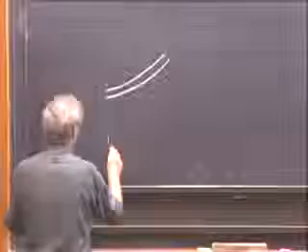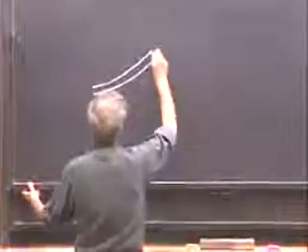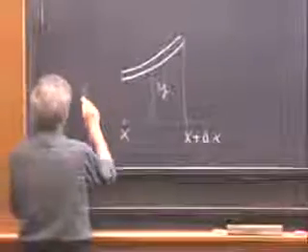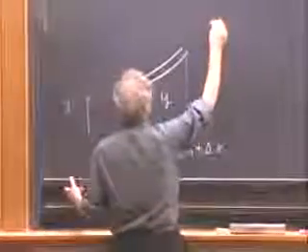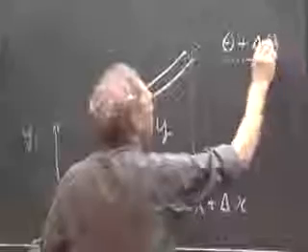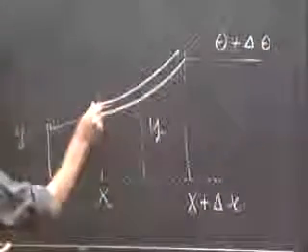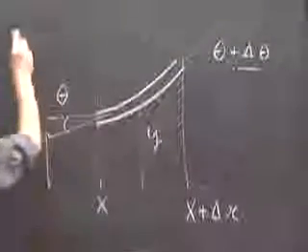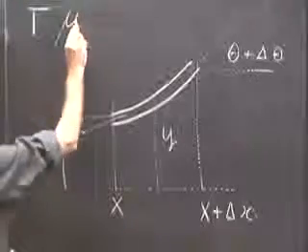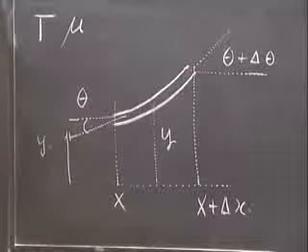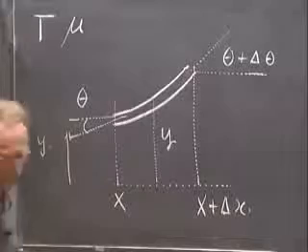Let's call this position X. And I call this position X plus delta X. I call this Y. I call this angle theta plus delta theta. And I call this angle theta. We have a tension T on the line, and mu is the mass per unit length. So you tell me what the mass per 1 meter is, and I know what mu is. It's the mass per unit length.